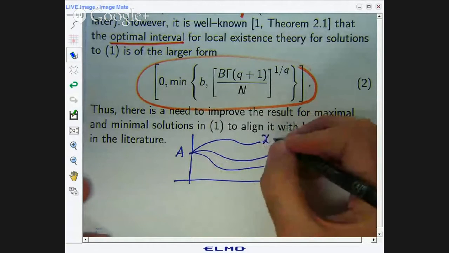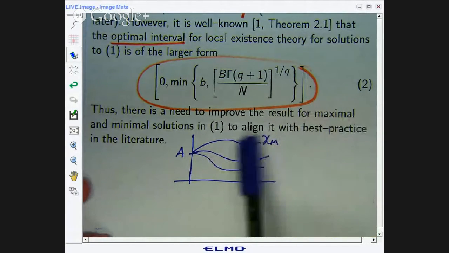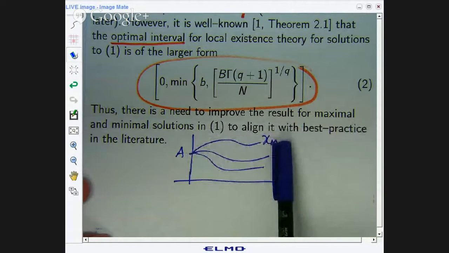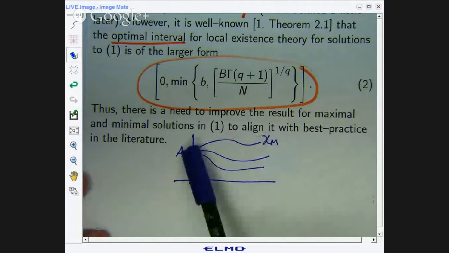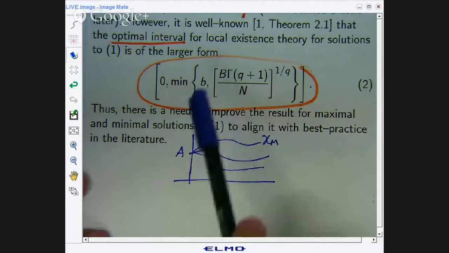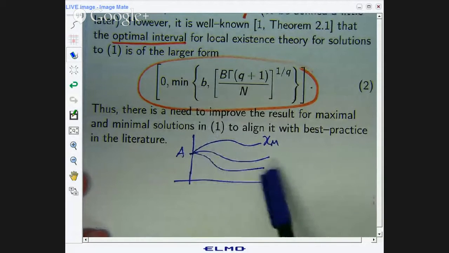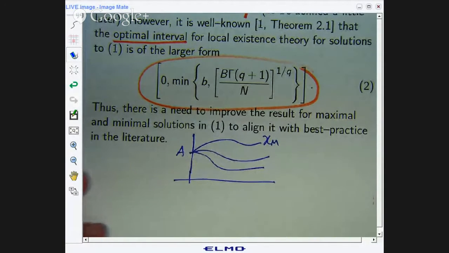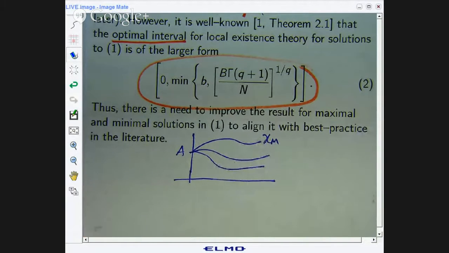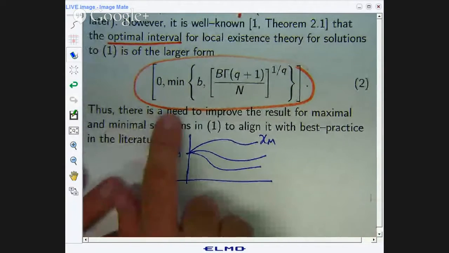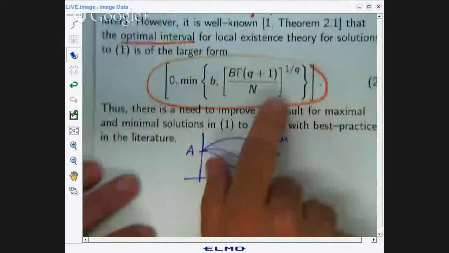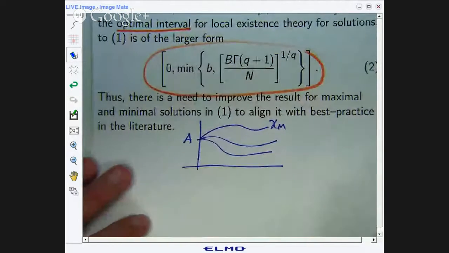Now, this top solution is called a maximal solution to 1 if all the other possible solutions to the problem stay below that curve. Okay, and similarly, you can talk about a minimal solution if you have another function, say down here, that satisfies problem 1, and all the other solutions to problem 1 stay above that graph. Okay, all right. So I thought, okay, let's improve this interval and bring it into line with this interval for maximal and minimal solutions.